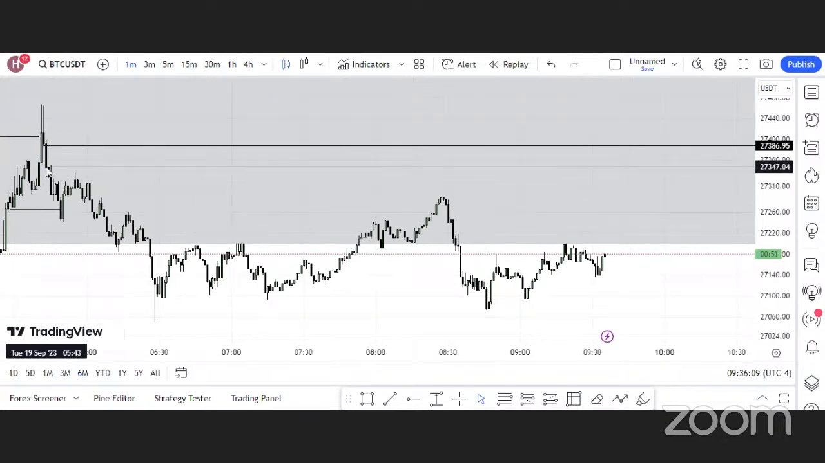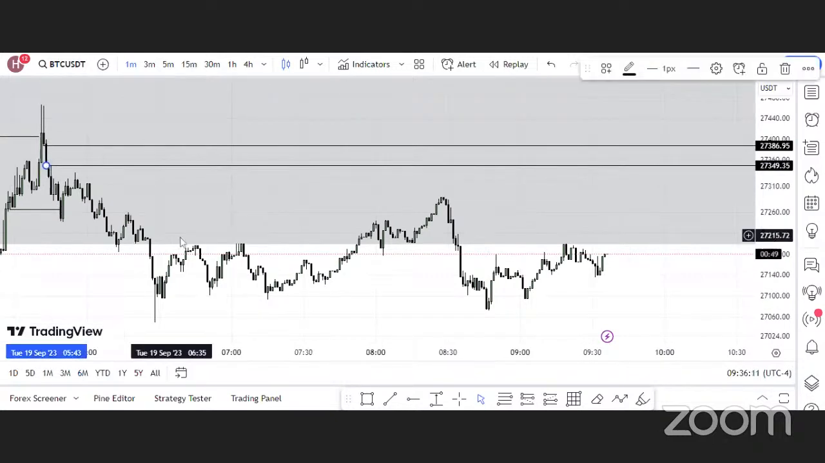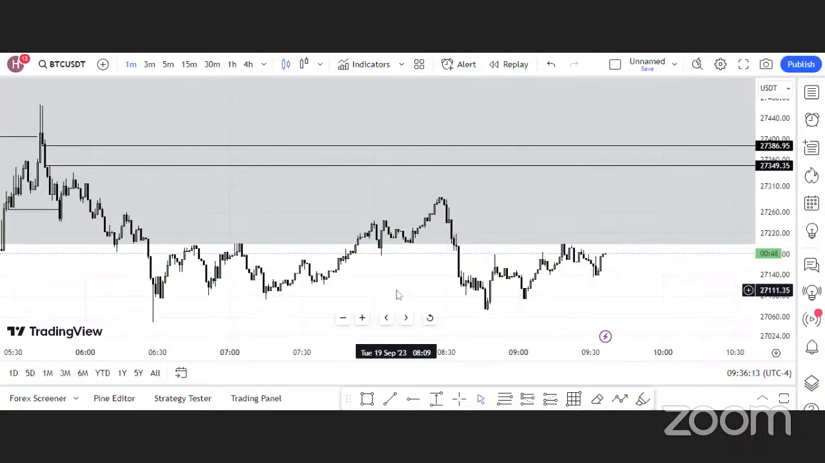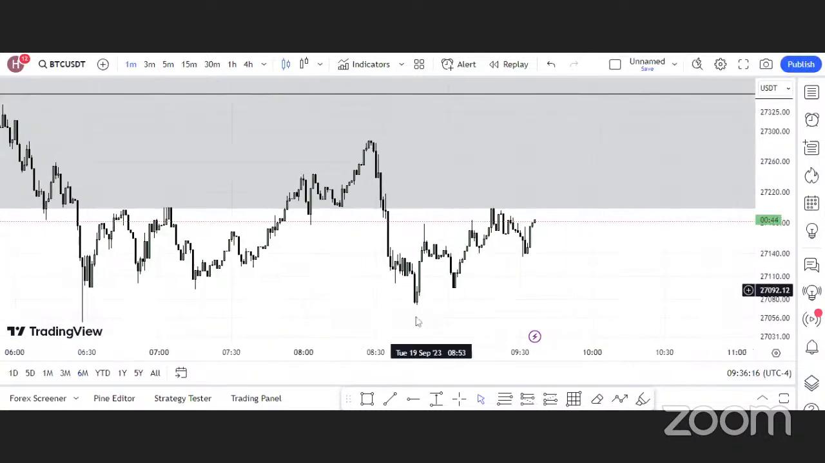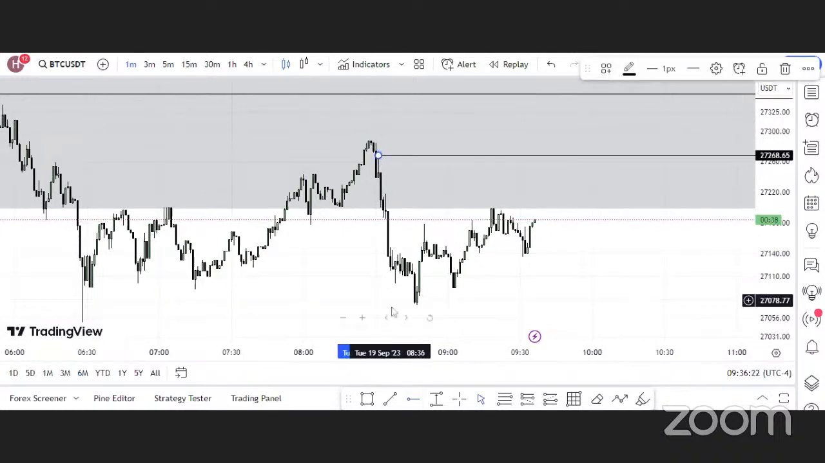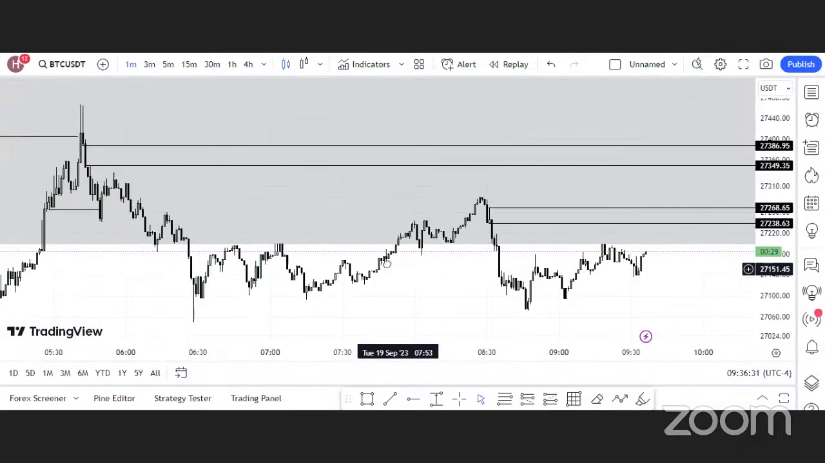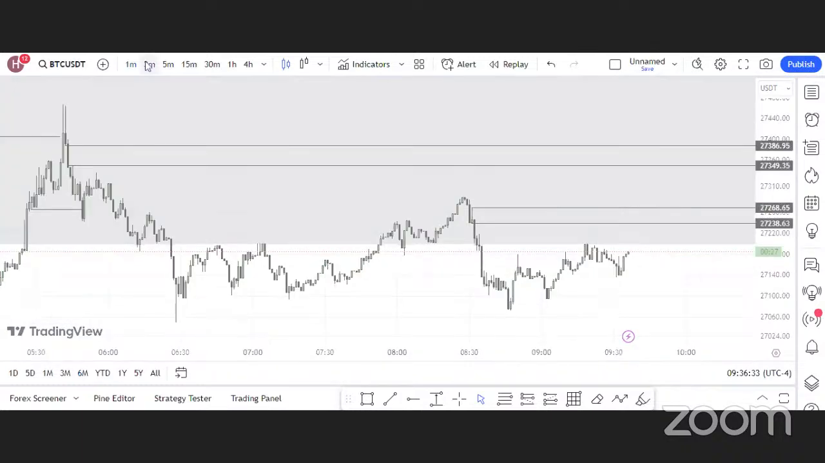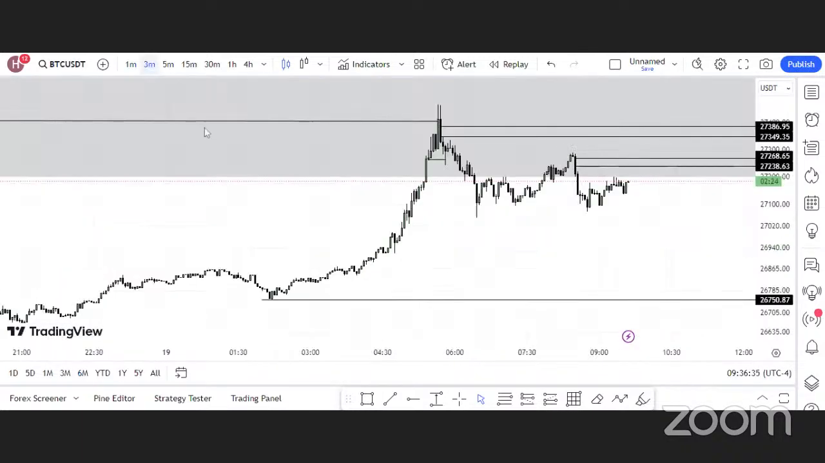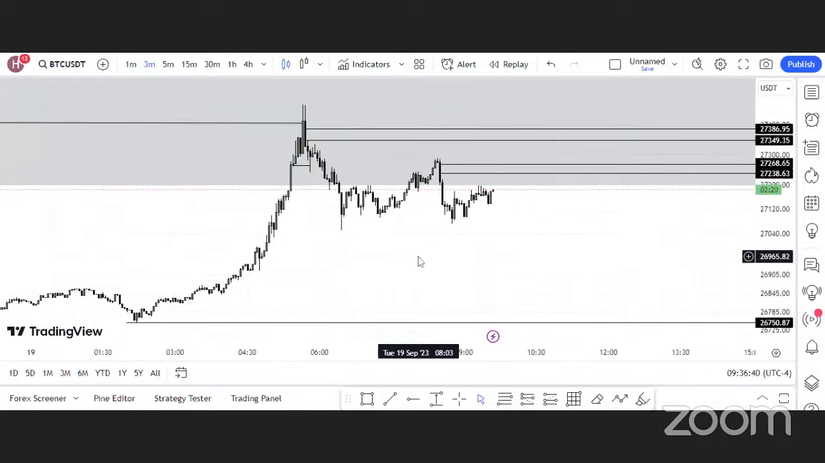So there's a gap here that isn't filled yet. The market can still go up there to fill it. And then we have this also. All right. So let's go to the 3-minute time frame so we can see our market clearly, our analysis rather.